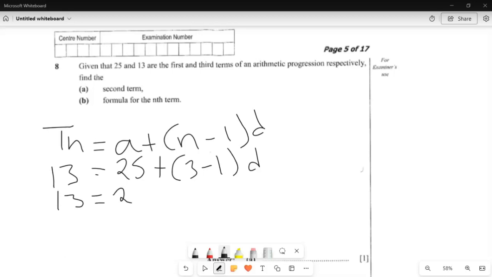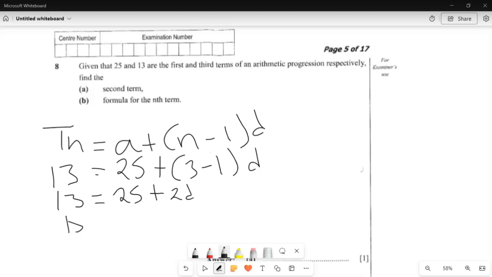Okay, 25 plus what is 3 minus 1? That is a 2. Multiplied by D is just going to give us a 2D. So we can just swap this and say 2D, right? Hopefully you get it. From there, we are going to bring the 25 to this side, because 25 and 13 are common terms.